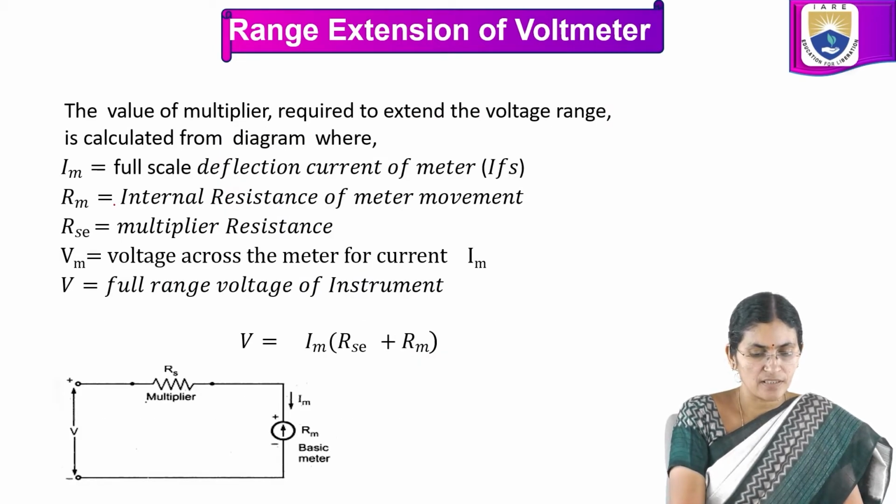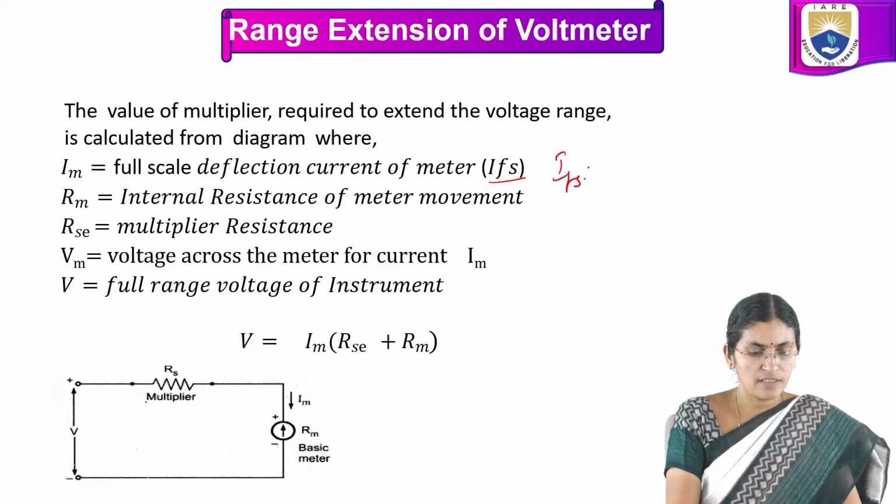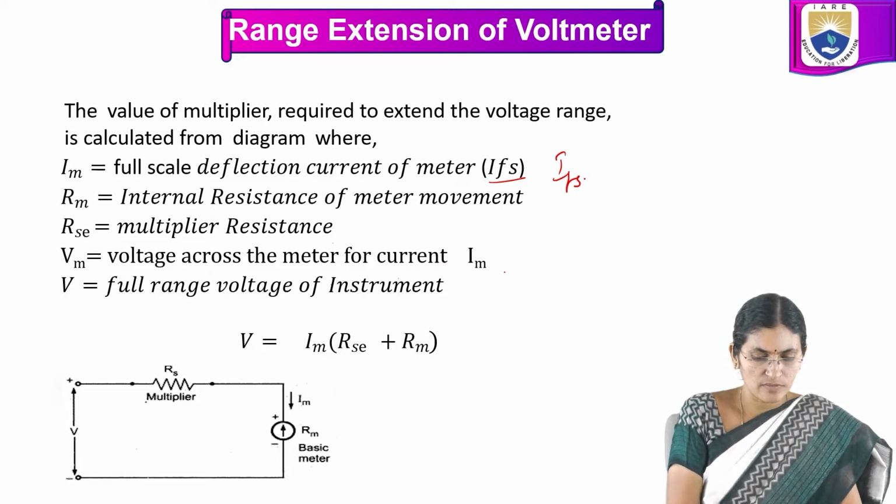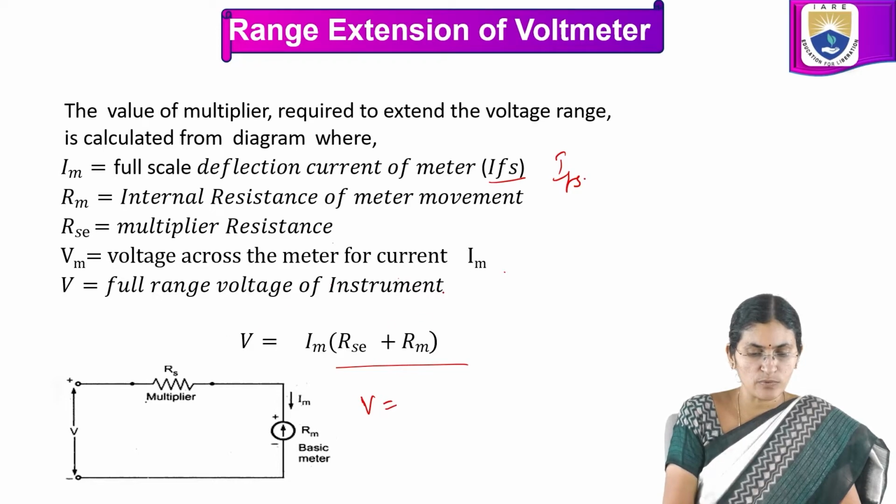So here in this diagram, Im is the full scale deflection current, also denoted by IFS. Rm is the meter resistance. RSC is the multiplier resistance. Vm is the voltage across the meter for the current Im, and V is the full range voltage of the instrument. From this diagram we can write the equation: the voltage V can be written in terms of meter current and resistance. V is equal to Im into (RSC plus Rm), as the same current flows through both resistances.